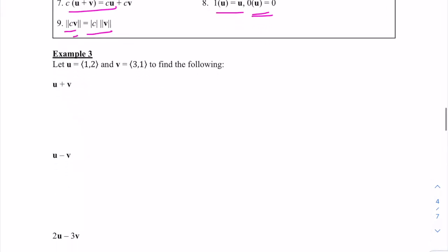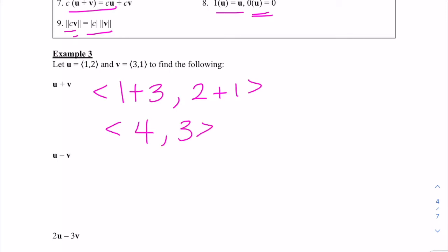So here we have vector u is 1, 2, and then vector v is 3, 1, and we're just going to add them. So I'm just going to show you here, we're adding the changes in the horizontal, and then we're adding the changes in the vertical. So u plus v, so we have 4, 3 in component form.